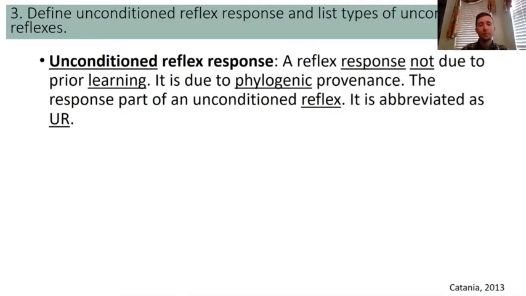Unconditioned reflex response is a reflex response that's not due to prior learning. Instead, it's due to phylogenetic provenance, which means it's due to natural selection or it's innate. It wasn't learned. The response part of an unconditioned reflex is this unconditioned reflex response, so it is abbreviated as UR.